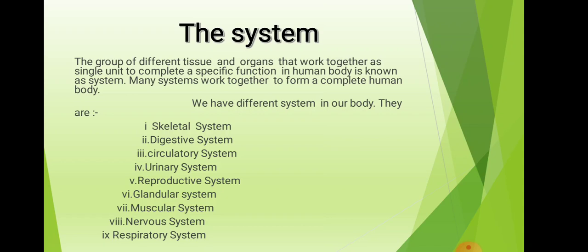Number 1 is the skeletal system. Number 2 is the digestive system. Number 3 is the circulatory system. Number 4 is the urinary system. Number 5 is the reproductive system. Number 6 is the glandular system. Number 7 is the muscular system. Number 8 is the nervous system. And number 9 is the respiratory system.